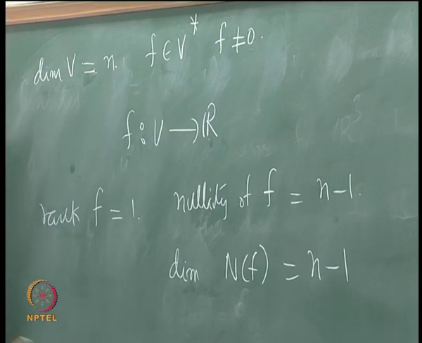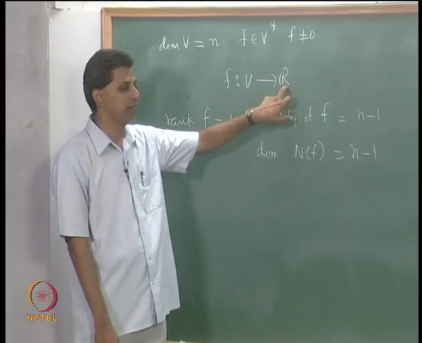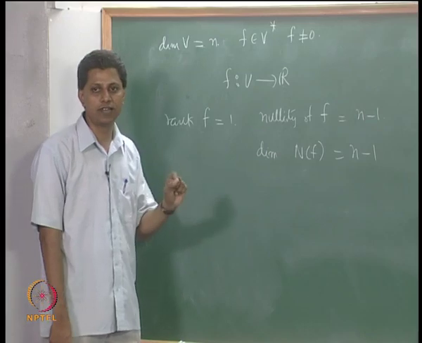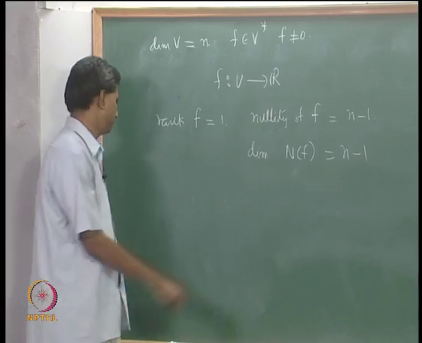Null space of F is a subspace of V. Range of F is a subspace of the codomain. Null space of F is a subspace of V. This subspace has dimension 1 less than the dimension of the whole space. Such subspaces are called hyperspaces.